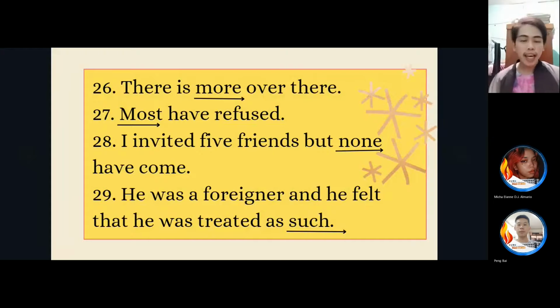Right? 28, I invited 5 friends, but none have come. None means not any, or no person did come to my invitation. And lastly, he was a foreigner and he felt that he was treated as such. Such, which means of the type already mentioned, just like the word foreigner in the example given.